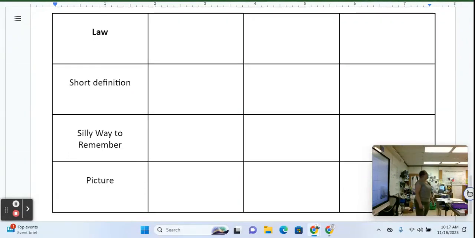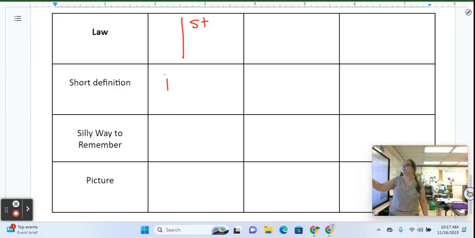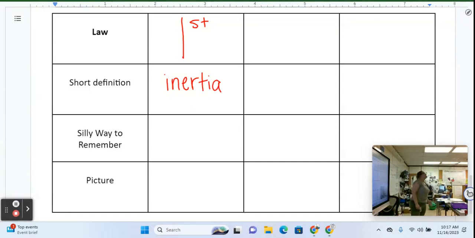All right, quick review to sum it all up. I'm going to wrap it up. So we have Newton's first law. The short definition is inertia. What is inertia? An object's resistance to change in motion. Inertia is a property of matter.